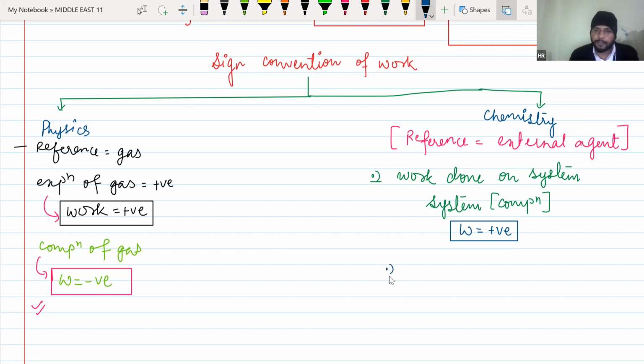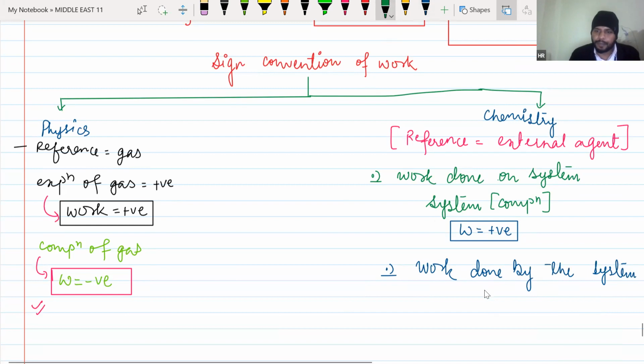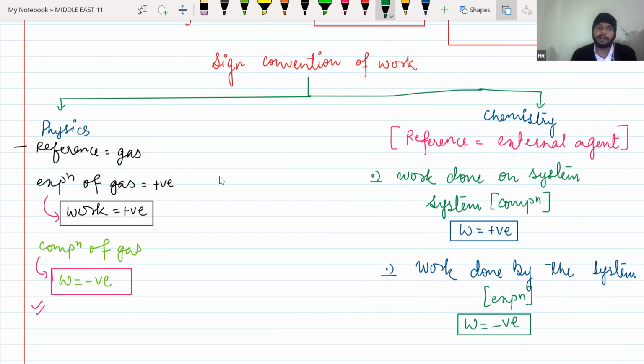And if work is done by the system, then expansion will take place and work done will be negative. Don't write it, first understand it, then write it.